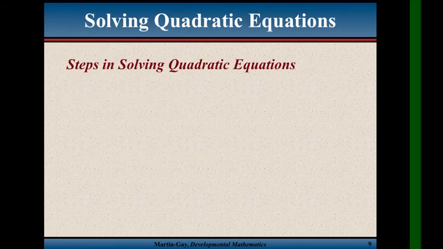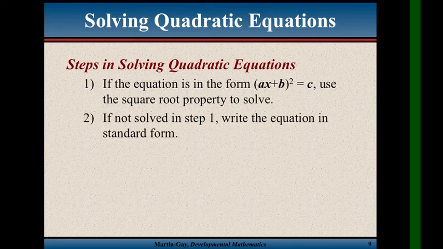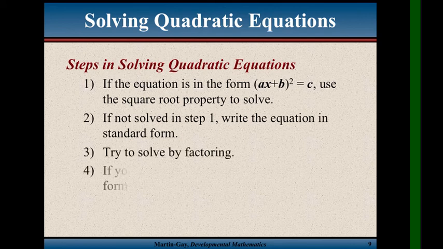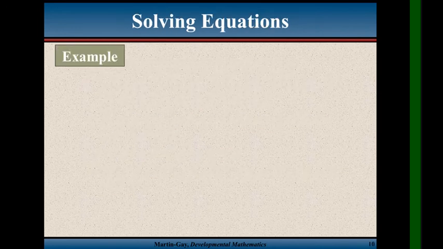Steps in solving quadratic equation. If the equation is in the form of (ax plus b) squared equals c, use the square root property to solve. If not solved in step 1, write the equation in standard form. Try to solve by factoring. If you haven't solved it yet, use the quadratic formula.